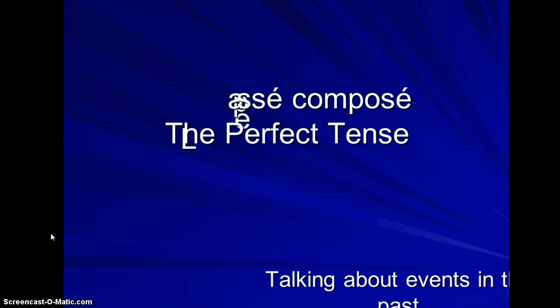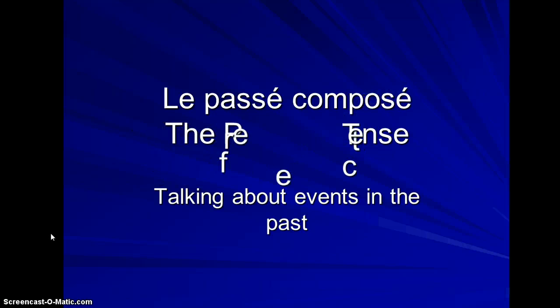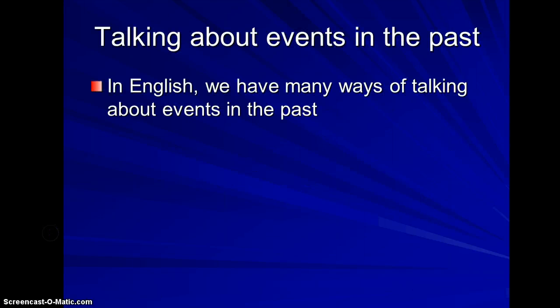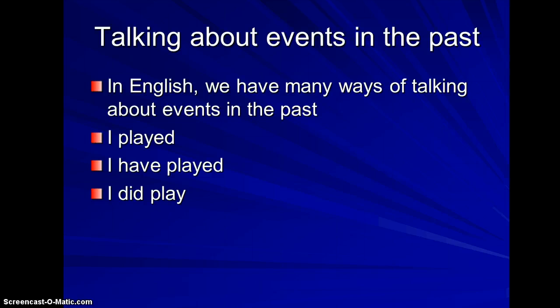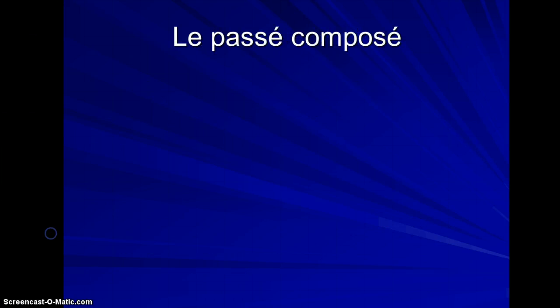There are many ways of talking about the past in French, and today we're going to look very specifically at the perfect tense, and even more specifically the perfect tense using the verb avoir. Now in English, we have three different ways of talking about events in the past: I played, I have played, and I did play. Now the good news for students of French is that all three of those phrases can be translated using the same sentence. It really does mean that French is, actually in this case, quite easy.